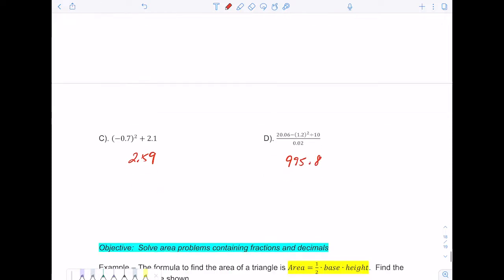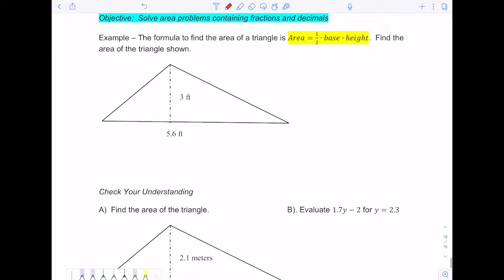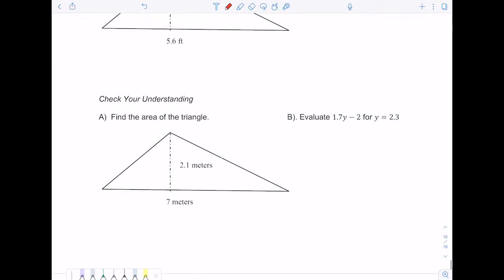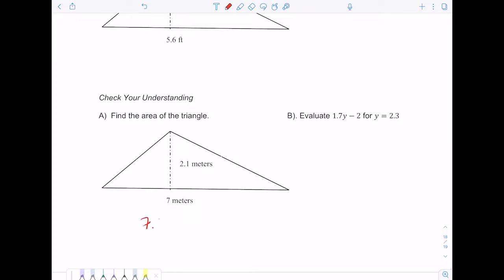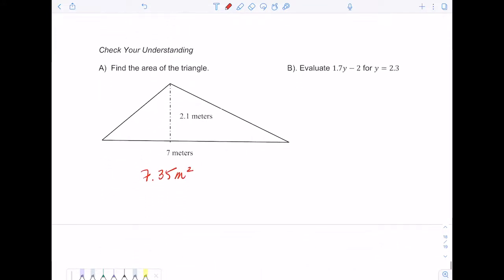995.8. And then there's a couple application problems here. So you're going to use the formula and plug in. So just like those problems above, here you're going to get 8.4. Here you're going to get 7.35. By the way, it's meters squared for A there, and this is feet squared because it's area. And then for B, you should get 1.91.